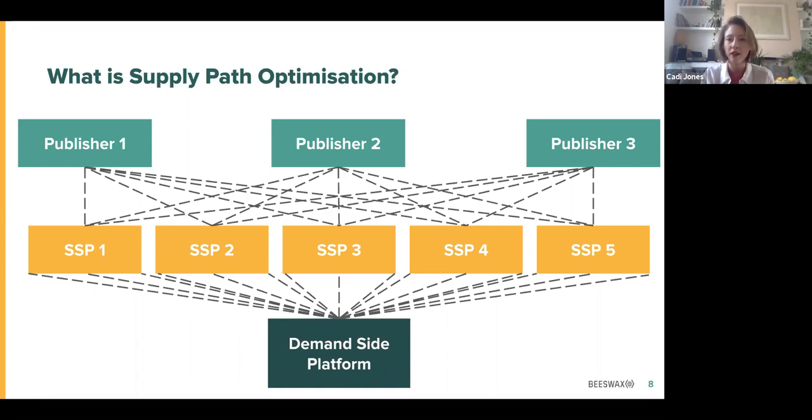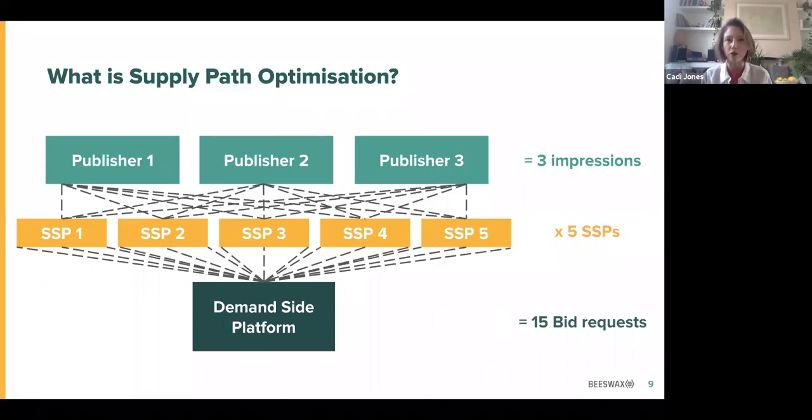And then in terms of why that's important, if you look at those bid requests that are coming in, we're talking about 3 impressions here, 1 from each of the 3 publishers, but that's being multiplied by 5 in this example. That would mean that the demand side platform was receiving 15 bid requests. But the logic behind that is that there's only actually 3 opportunities that can be won. There's still only 3 ad impressions.